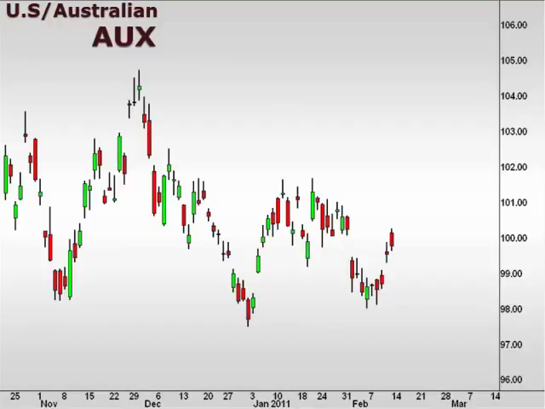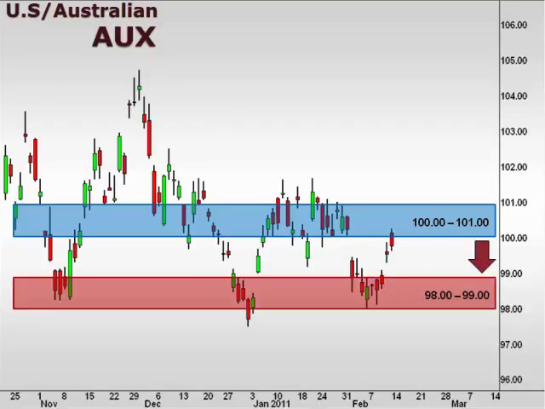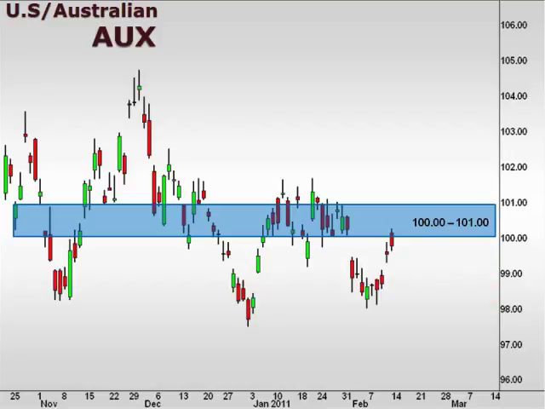Take a look at the U.S. versus the Australian dollar as seen here in the AUX. The AUX rallied 2 points off of the 98 low to test the 100 level, but subsequently reversed off of the highs. Now, a break above 100 and consolidation within the 100-101 focal zone opens the window for a move higher. Rejection here could slip back down to test support at 99.